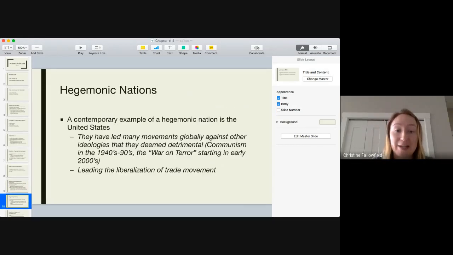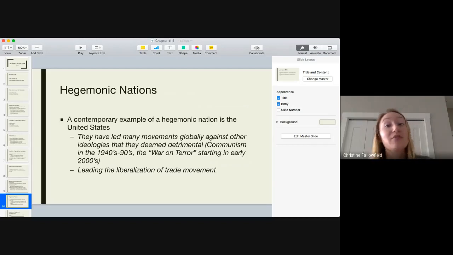Now, examples of hegemonic nations, I touched on this a little bit in the previous slide, is the United States. So they have led several movements against other ideologies that they deem detrimental. And we talk about communism, and when you get to Social 30 next year, you're going to talk about the Cold War. And this is a conflict of ideology between capitalism and communism, the United States, the USSR, or the Soviet Union, and how these two ideologies are going head to head to assert themselves as a global superpower.